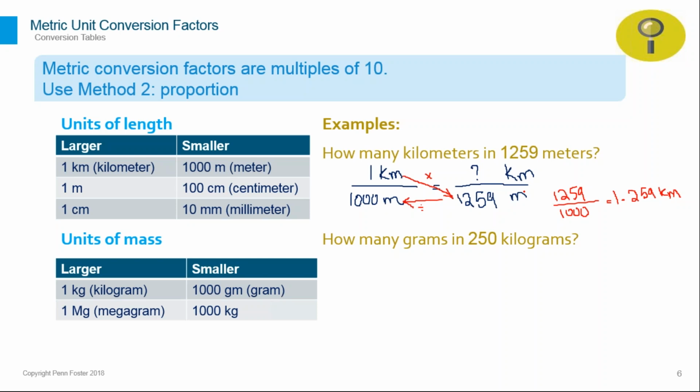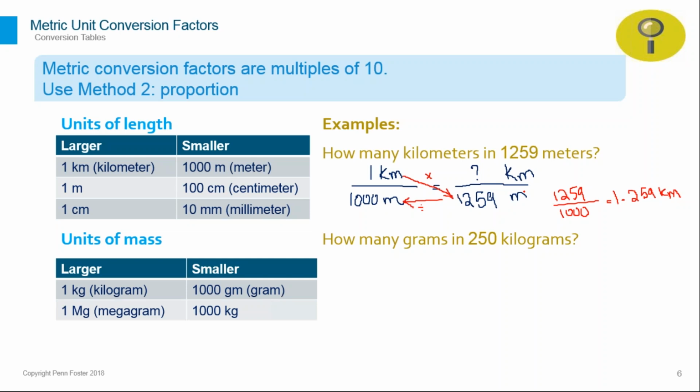So what else we are able to convert? We have the mass units. Mass is the weight. Well, in science, weight and mass is different, but for our everyday uses, mass is the weight. So when you weigh like a bag of apples, you're trying to find the mass of that bag of apples. So the unit of mass for metric units, the common ones are kilograms, grams, and megagrams. So how many grams in 250 kilograms?